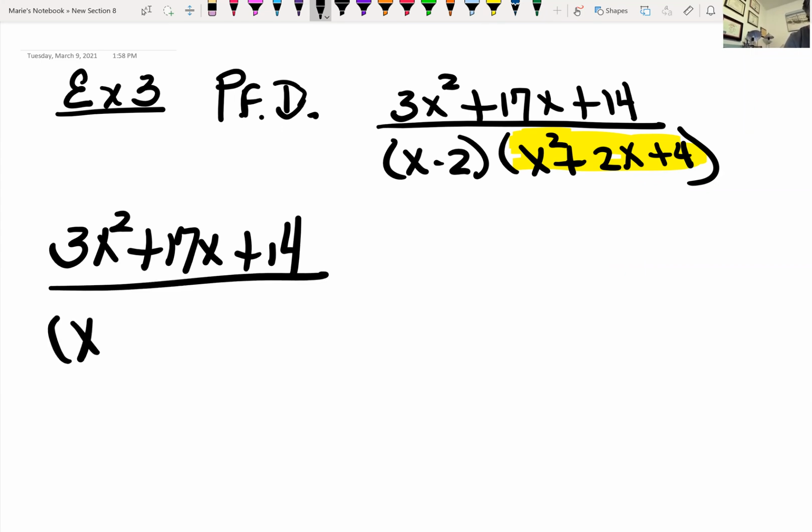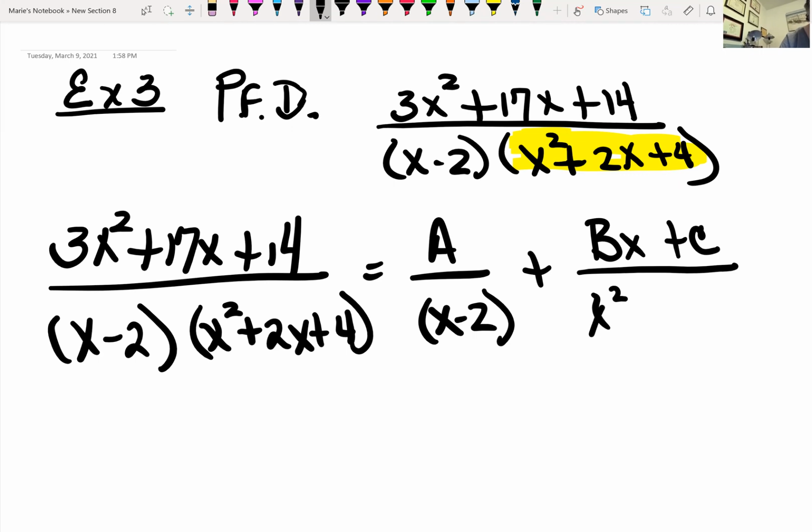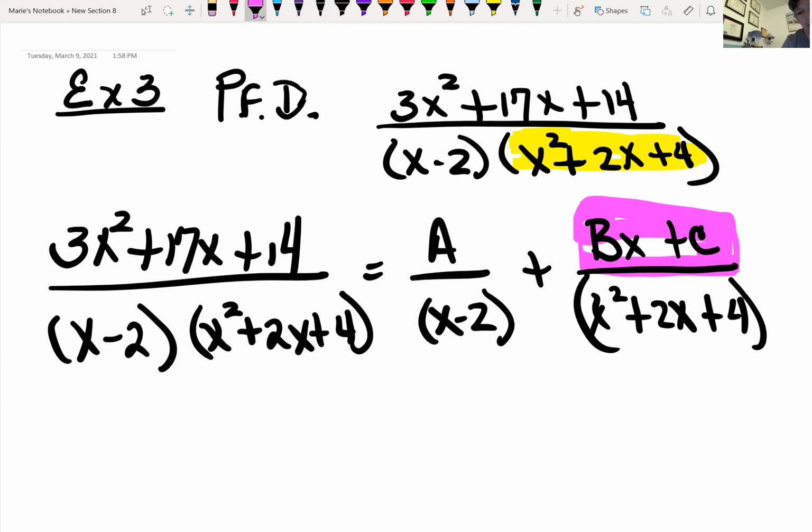Okay, and so this will remain a over x minus 2, but this part changes. It's no longer just b, it's bx plus c. So this becomes a over x minus 2, so that's normal. But this part, because it's a trinomial, we have bx plus c as our numerator, and all of that over x squared plus 2x plus 4. Okay, again, this is why we have this setup up here. Basically ties right back to the fact that this is a trinomial.